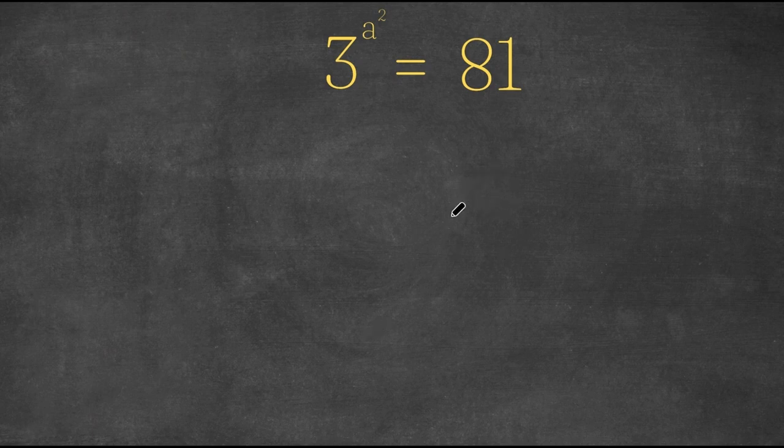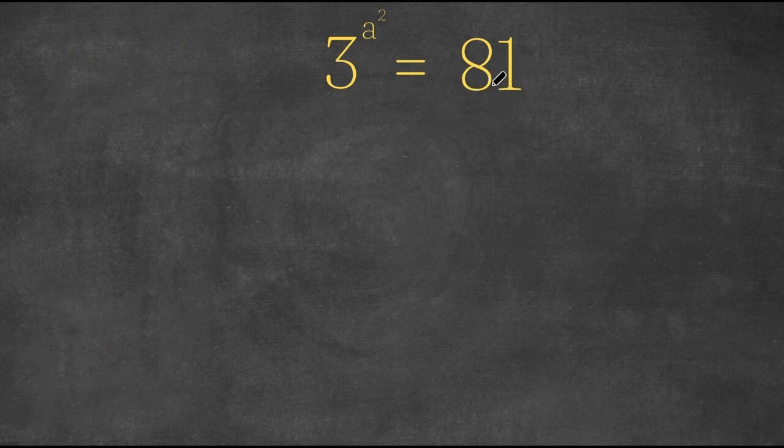In today's video, I'm going to be teaching you guys how to solve this exponential equation. And before any of you say anything in the comments, this is not an upside down 8, it's just how the font is. So we have 3 to the power of a squared is equal to 81.